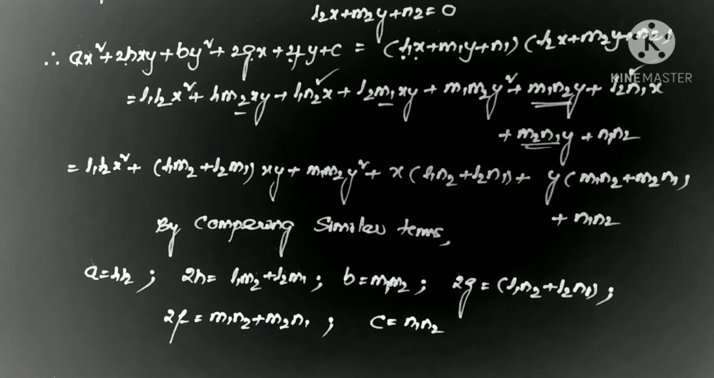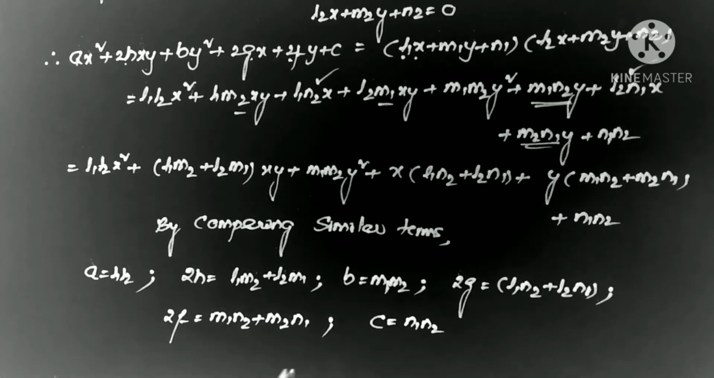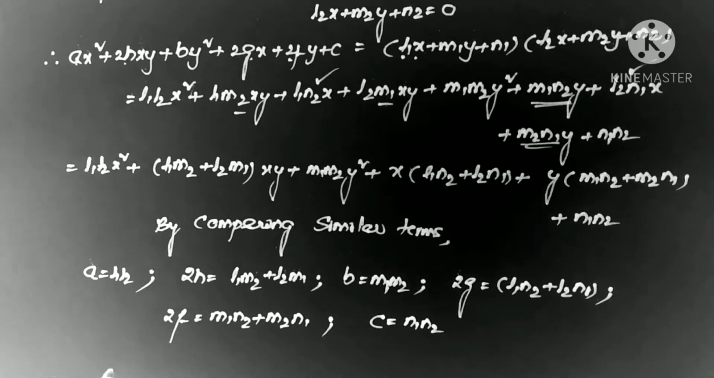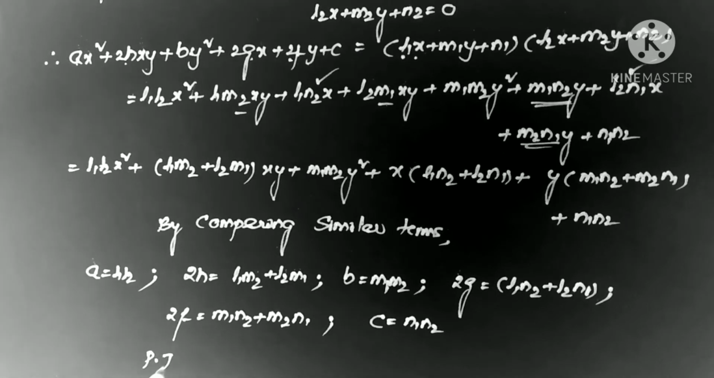Now what is the given question? We have to take the point of intersection, the distance of that point of intersection from the origin, and the square of that distance. We have to find that value. So first we take the point of intersection of the two lines.